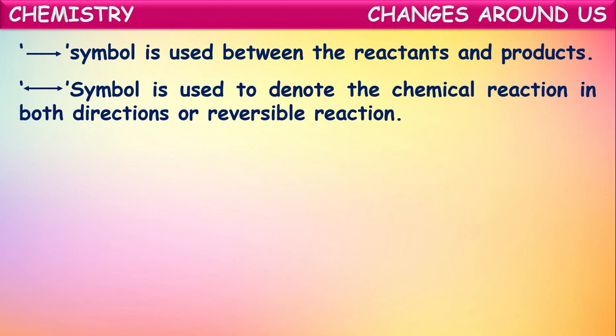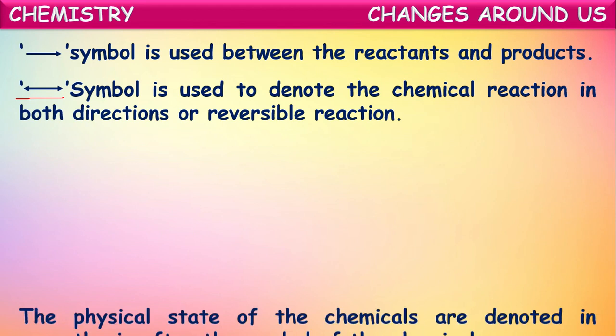Means in that reaction, reactants convert to form products. And again, products may reform these reactants back. Those reactions are called reversible reactions. So to represent a reversible reaction, in between reactants and products, we use this two-sided arrow mark.